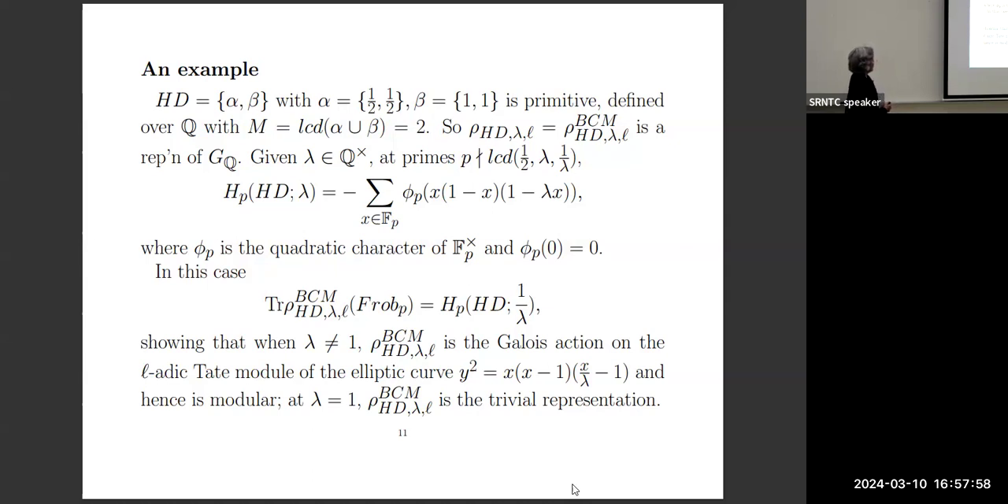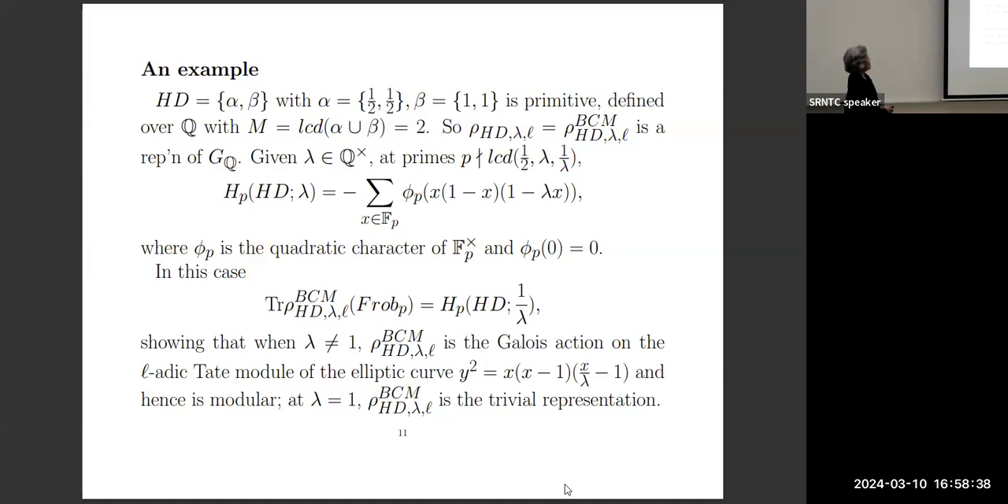So when we go back and look at the BCM representation, in this case, the trace of Frobenius P is exactly equal to this hypergeometric HP function at 1 over lambda. Okay. So when we look at this HP function here, we have a product of 3 factors of x, with a quadratic character outside, so immediately we would think about the elliptic curve defined by y squared equals x times x minus 1 times x over lambda minus 1. I have x over lambda here because it's at 1 over lambda.